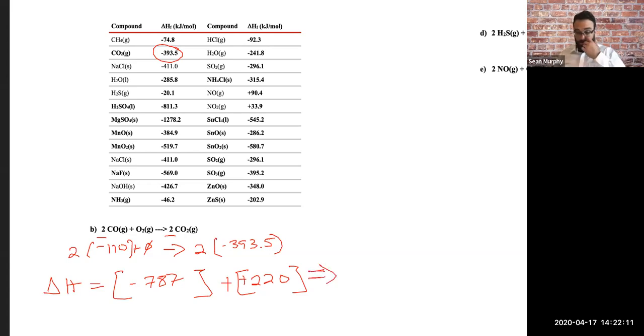And then let's find products minus reactants. So negative 787 plus 220 equals negative 567 kilojoules. And remember that's going to be exothermic. Exothermic. And that's it.